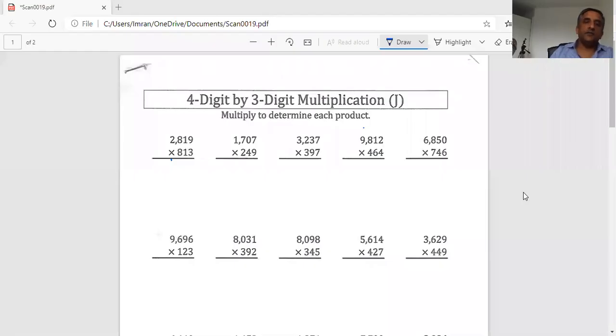Hi, in this video, I'm just going to show you how to multiply 4-digit numbers with 3-digit numbers. These are quite big questions. Sometimes students know it, but they get the answers wrong. And sometimes some of the students don't know it.